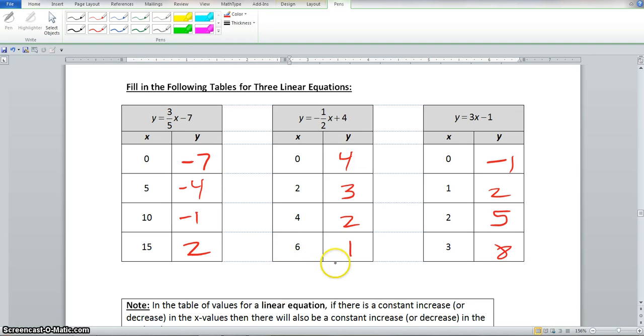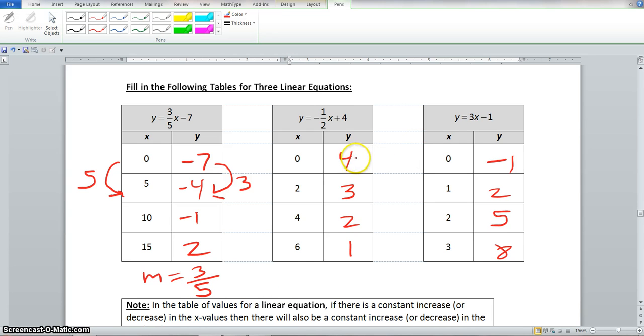Now, we can also do the slope here. Remember, the slope is always rise over run. We know our y is our rise and our x is our run. So we could do this. The difference between -7 and -4 is 3. Then the difference from 0 to 5 is 5. So when we write this as a slope, the rise is 3 and the run is 5.